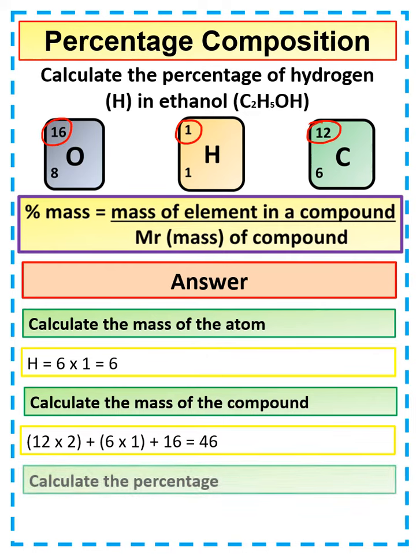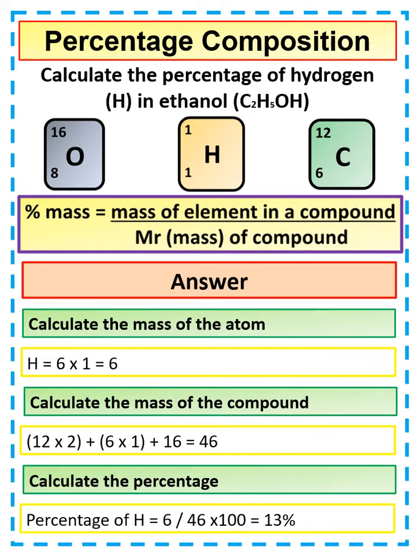Then finally, to calculate the percentage, all we're going to do is take the mass of the hydrogen that we've worked out, divide that by the mass of the compound that we've worked out, then times that by 100, which will give us an answer of 13%. So that's quite simply how you work out the percentage mass of hydrogen in ethanol.